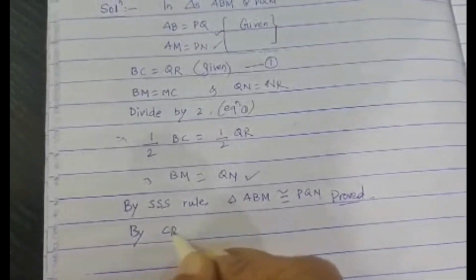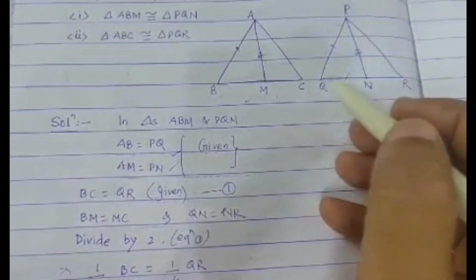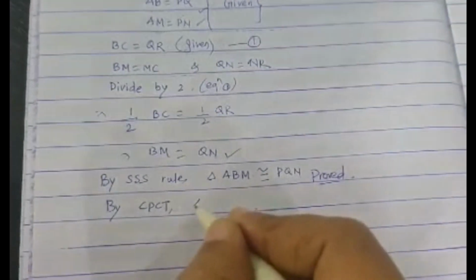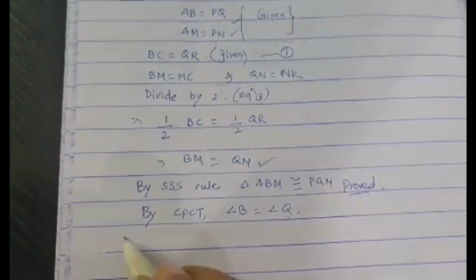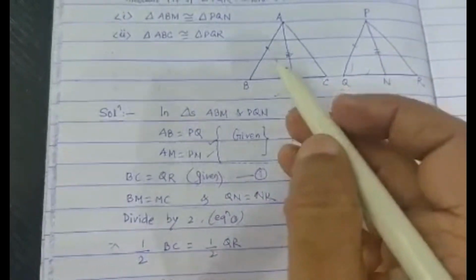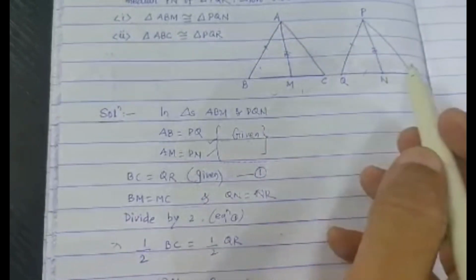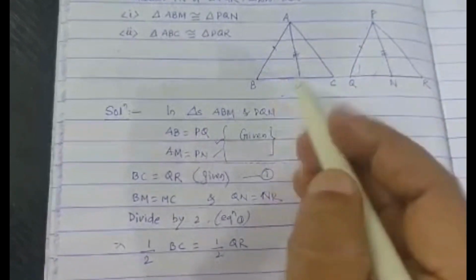Now by CPCT, ABM is congruent to PQN. By CPCT, angle B is equal to angle Q. Now we are going to solve the second part. Alright, second part in triangles ABC and PQR. This AB equals PQ, BC equals QR, this angle is equal, so by SAS we can solve it.